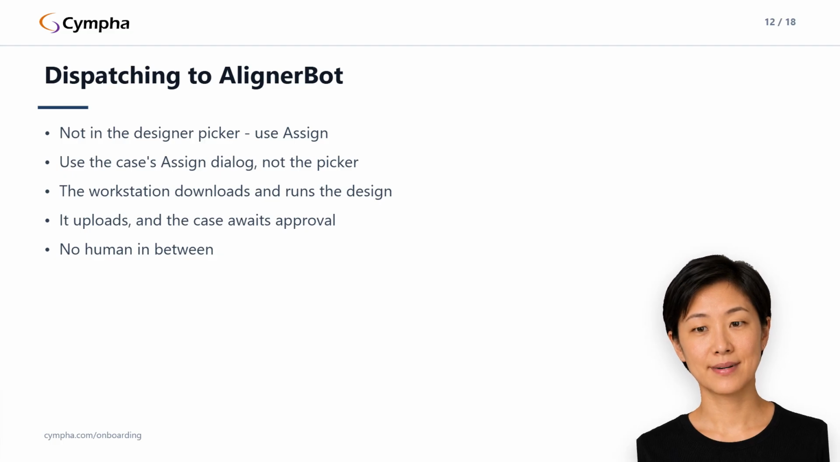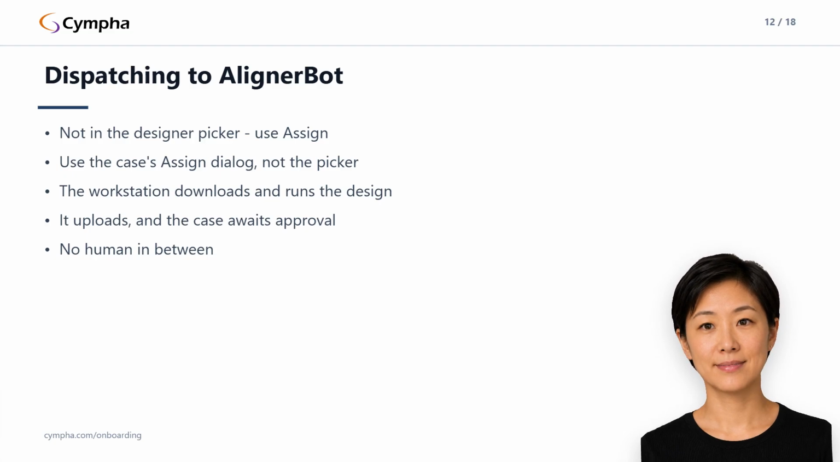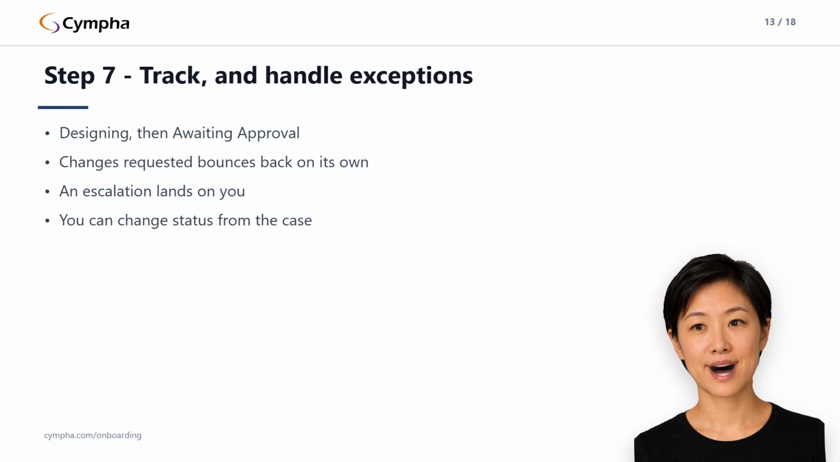Aligner work has always been limited by trained designer hours, which is why labs either turn it away or send it out and lose the margin. This is how you keep both the work and the doctor relationship. From here most cases run themselves and your job becomes exception handling rather than routing.